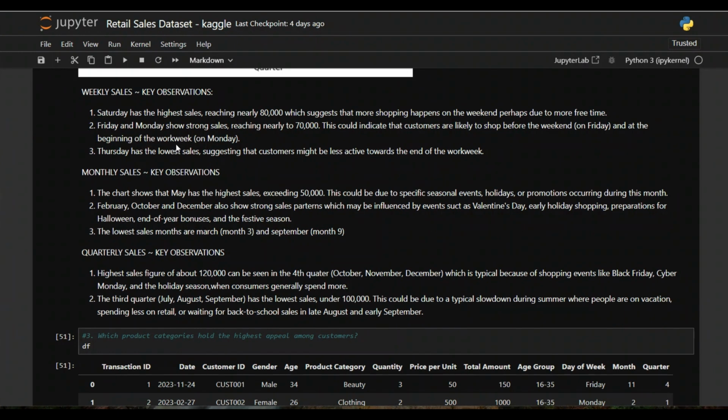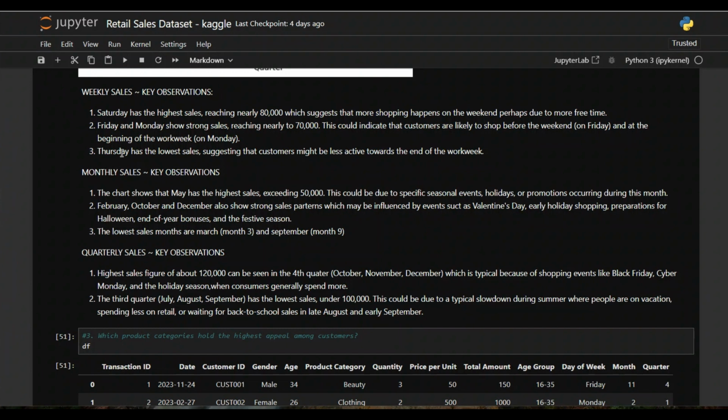Saturday records the highest sales, which suggests that more shopping happens on the weekends, because perhaps of free time. Then Friday and Monday also show strong sales, maybe because people are shopping before the weekend or at the beginning of the work week. Then low sales on Thursdays indicates that customers are less active towards the end of the work week.